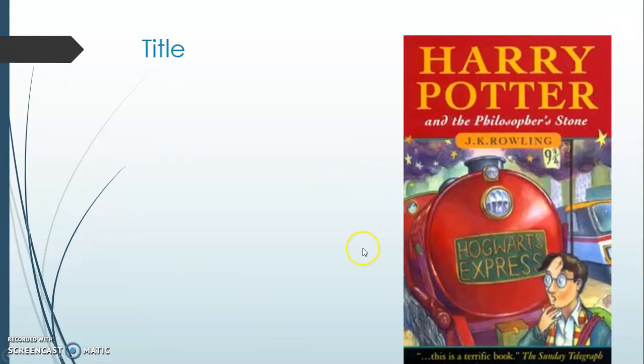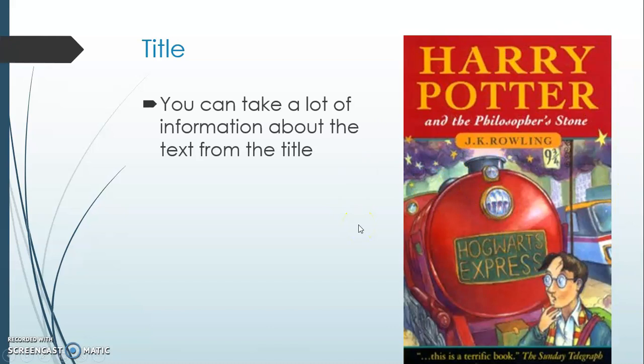So guys, the title, guys. In here we have an example of a random book, a book that I know that you like. This book has some movies. So, you can take a lot of information about the text from the title. Tú puedes tomar mucha información sobre el texto del título. That means you have the title and you can get a lot of information from there, okay?